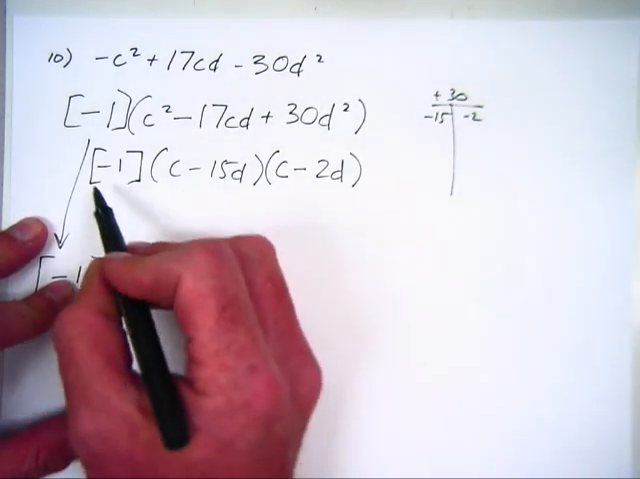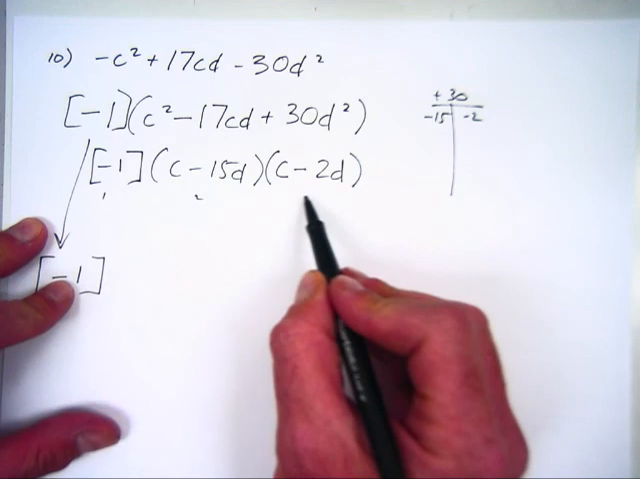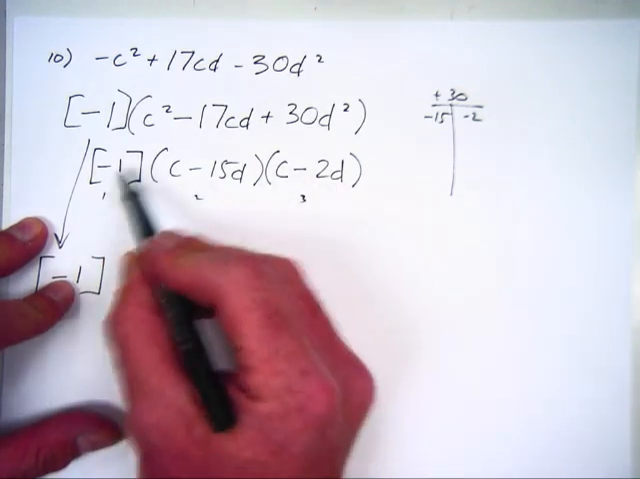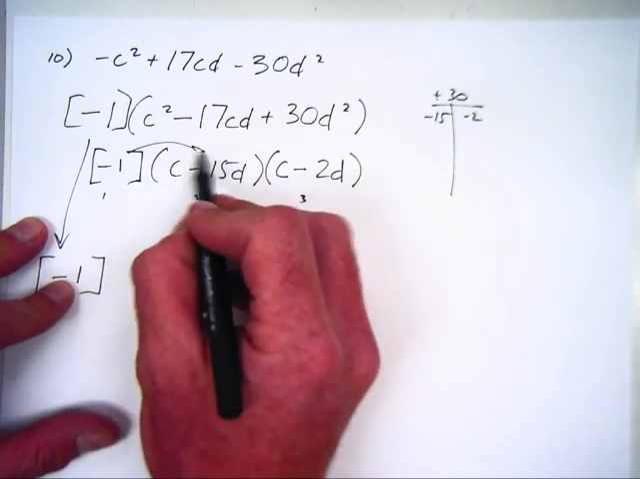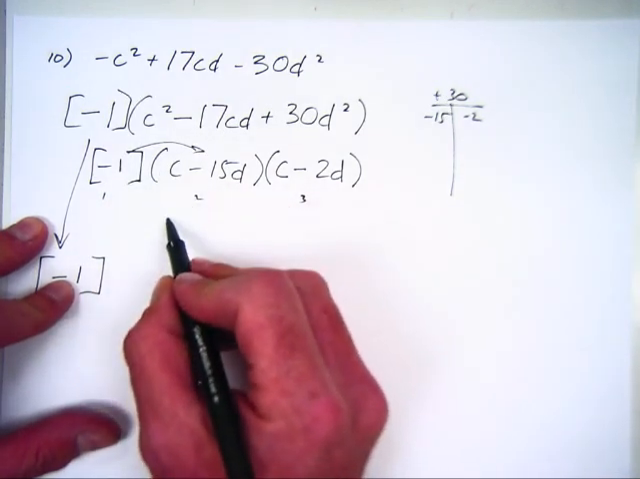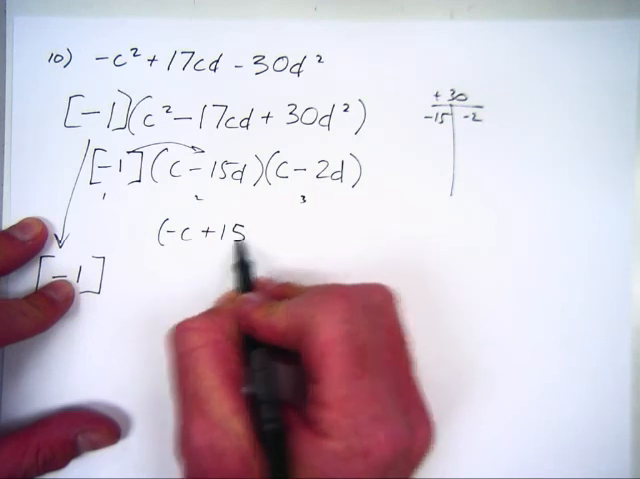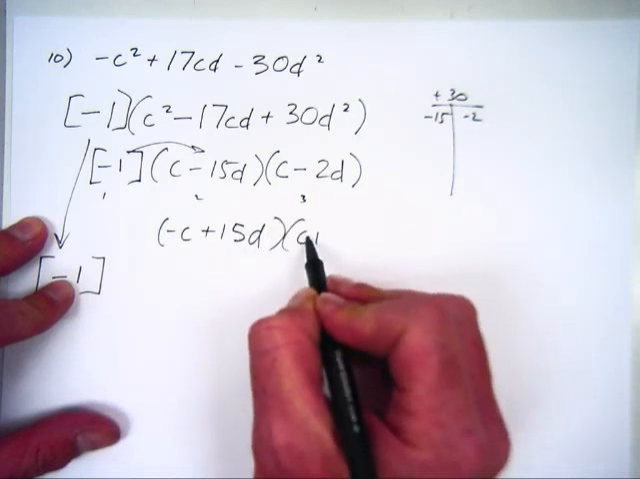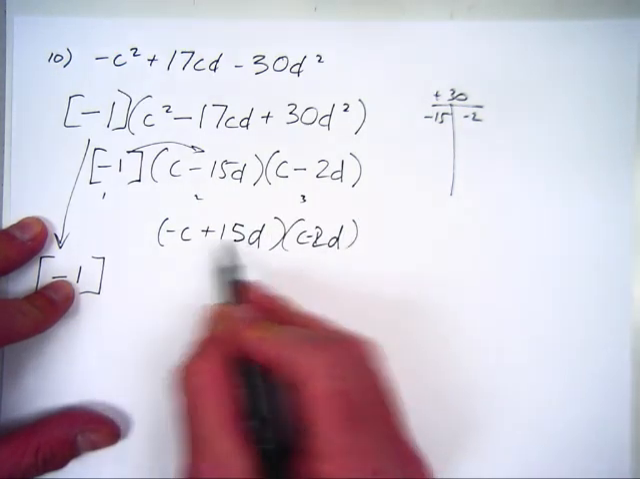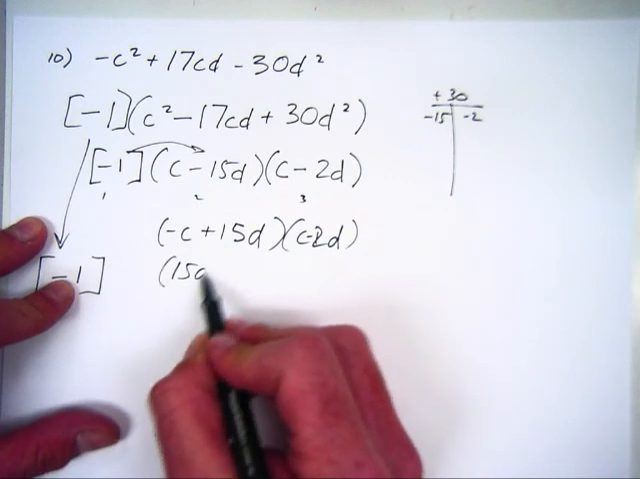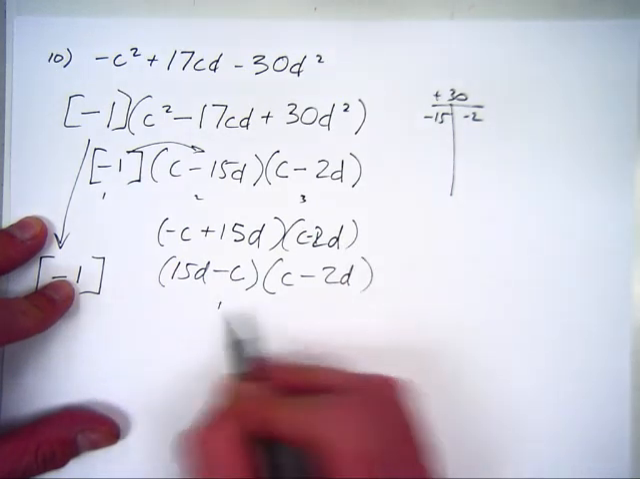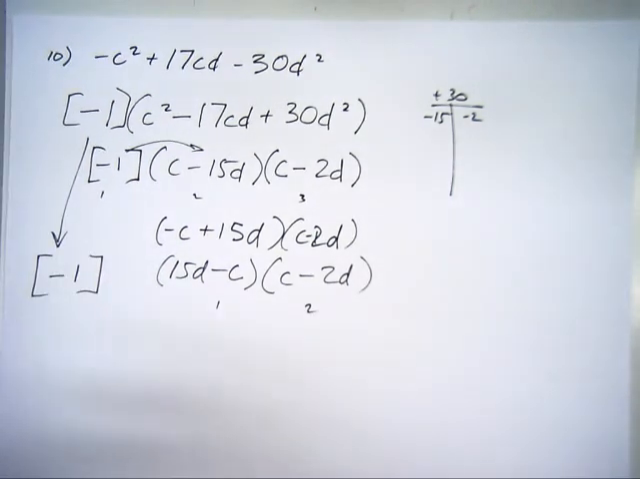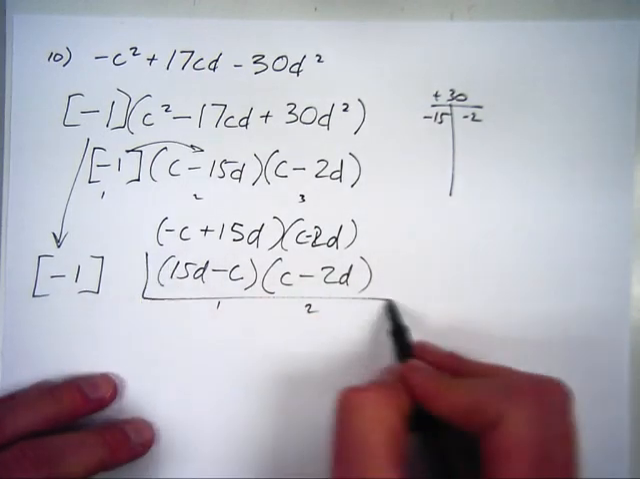We want as few negative signs as possible. Right now we have 1, 2, 3 negatives. If we distribute this into either of these, we're going to get rid of a negative. If we just distribute into here, this is going to become negative c plus 15d, c minus 2d. But then we can switch these and it gets to be 15d minus c, c minus 2d. So this one only has 2 negative signs. That's the fewest we can possibly have. Therefore, we're done with number 10. And this is your final answer.